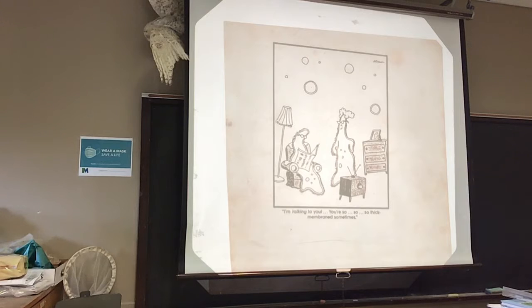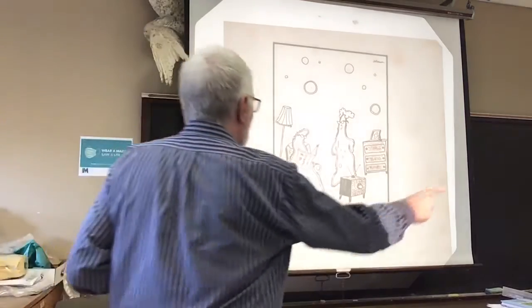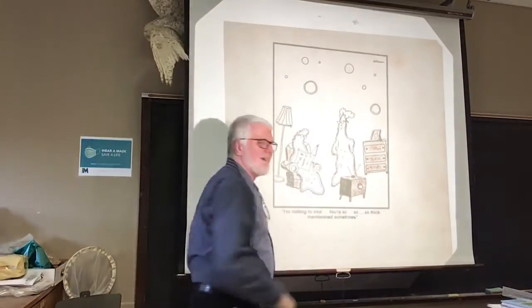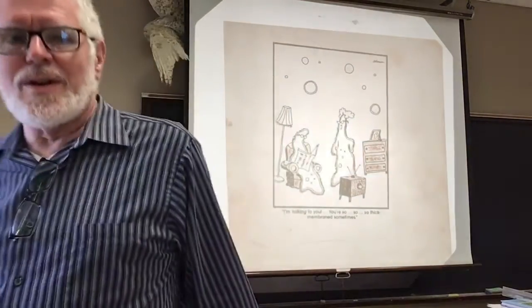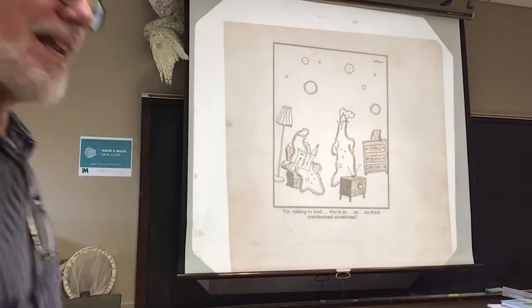The caption here is, "I'm talking to you. You're so thick membraned sometimes." I like that she's got a wig on. One assumes it's a wig. You probably don't even recognize this thing. Old TV with rabbit ear antennas.